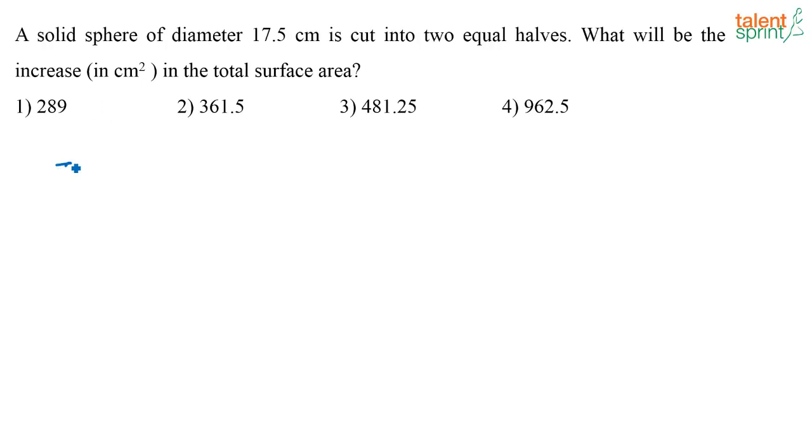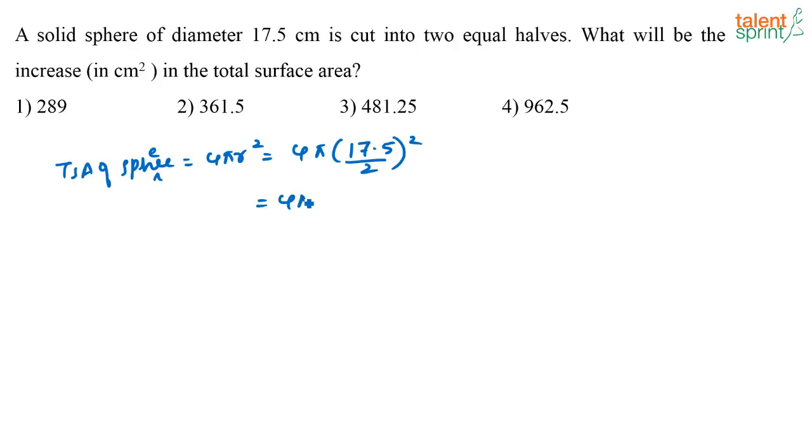So what is the total surface area of the sphere? Total surface area of the sphere is given as 4 pi r square, that is equal to 4 pi into 17.5, okay, 17.5 is the diameter, yes, or that is equal to 4 pi into 17.5 by 2 will be the radius, that is 8.75 the whole square. So this is the total surface area of the sphere.